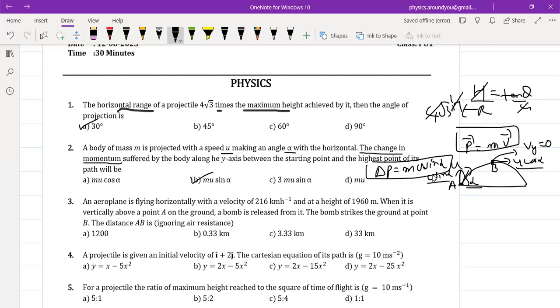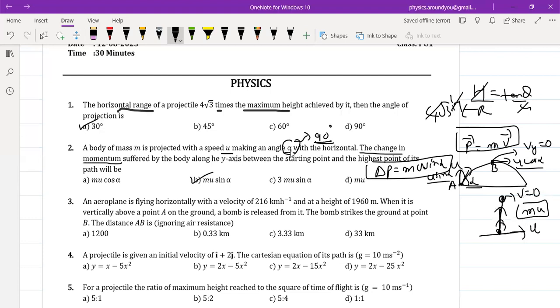Is there any easier way to do this? Yes, of course, there's an easier way, a 1 minute way. What I do is I put alpha to be 90 degrees. If I put alpha to be 90 degrees, then what I am really seeing is a vertically thrown upwards ball. So at the highest point, its velocity becomes 0. At the lowest point, its velocity is u. So what is the change in momentum? It should be simply m u.